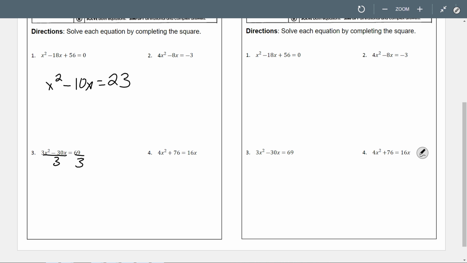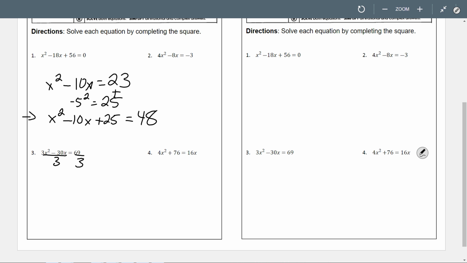Okay. Then our next step, complete the square by taking half of b, square it, and then add it to both sides. So half of b is negative 5, squared is 25. So we're going to add 25 to both sides. x squared minus 10x plus 25 equals 23 plus 25, which is 48. You can see right away we're not going to have a perfect square because that number is 48. But now we're going to factor this perfect trinomial right here.